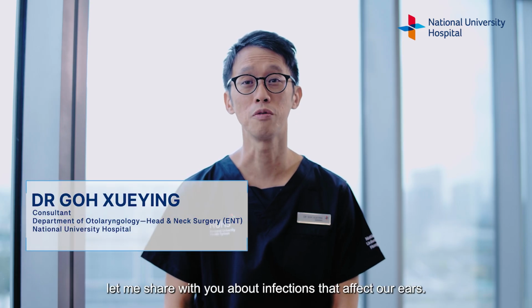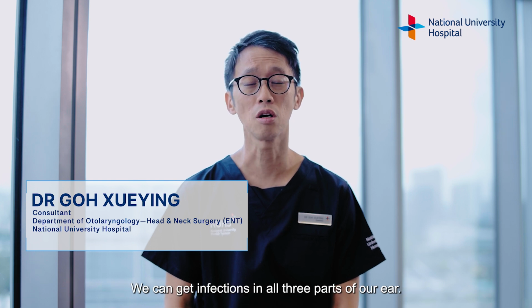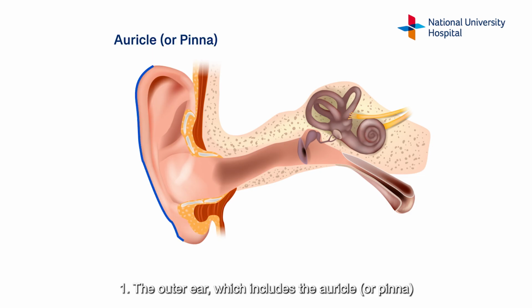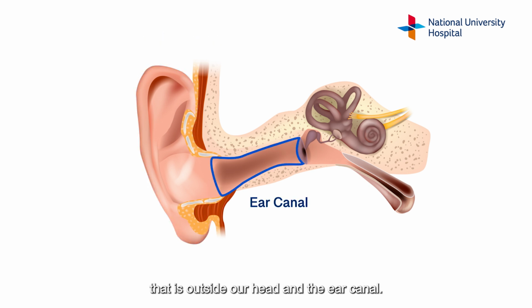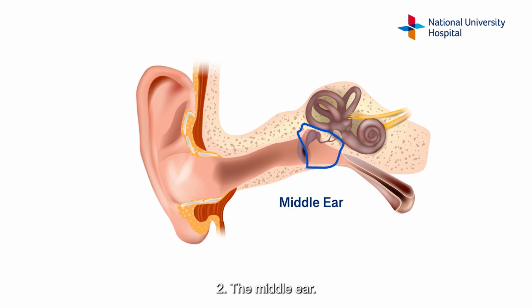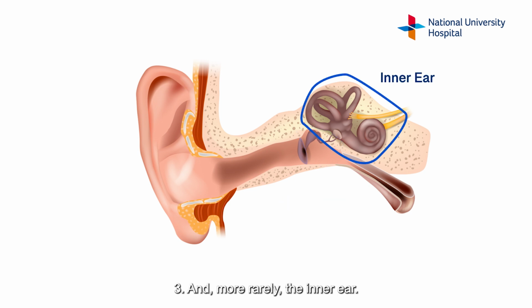Hello, I'm Dr. Goh Xueying, and in this video, let me share with you about infections that affect our ears. We can get infections in all three parts of our ear: the outer ear, which includes the auricle or pinna that's outside our head, and the ear canal, the middle ear, and more rarely, the inner ear.